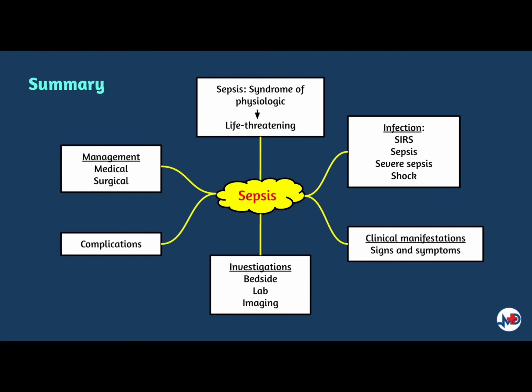So in summary, we have looked at what sepsis is, which is a syndrome of physiologic conditions that has progressed to a life-threatening condition in response to an infection to the body. It is a continuum that begins from SIRS to sepsis to severe sepsis and finally septic shock. You should understand the clinical manifestations and be able to recognize them early. Understand what are the investigations that can be done by the bedside, lab tests as well as imaging studies, and discuss the management as well as the complications of sepsis.